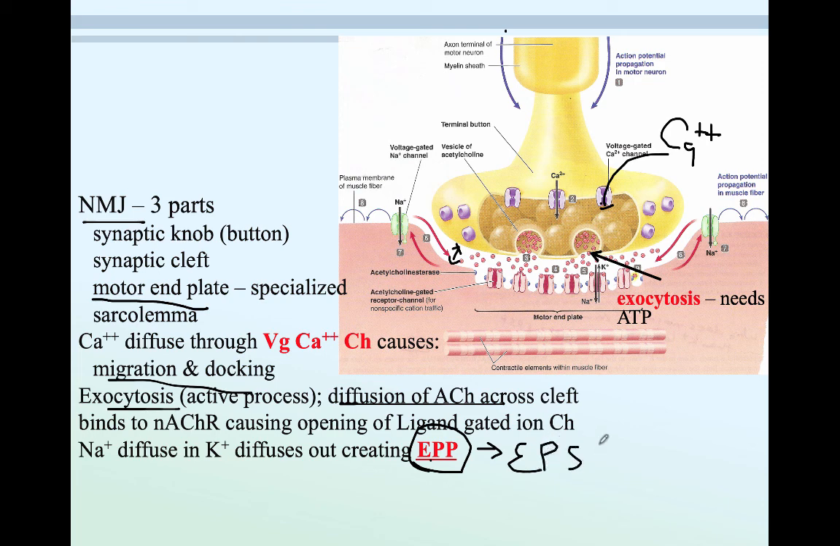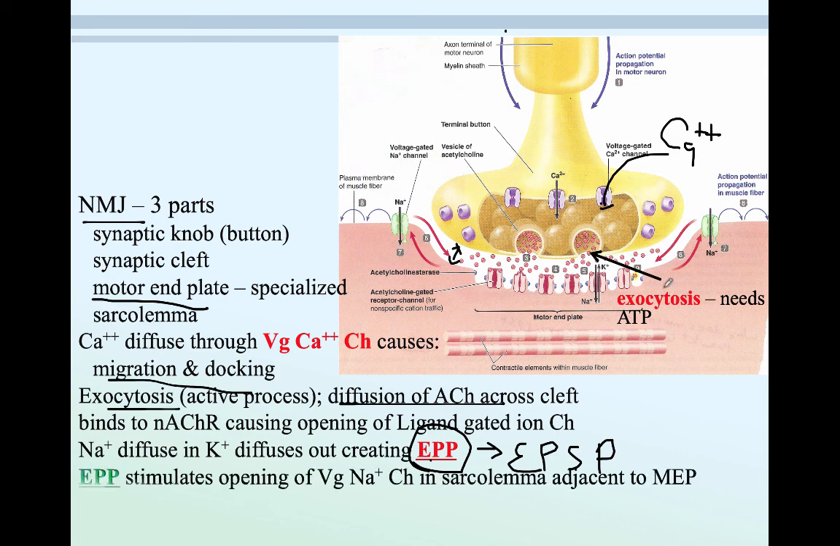And so an end plate potential is just simply a specialized excitatory postsynaptic potential, post on the other side of the synapse. That's what it is. Well, then the EPP is going to move along the sarcolemma, and it's going to reach these voltage-gated sodium channels, and it's going to stimulate them to open up. Okay, they're in the membrane of the sarcolemma adjacent to the motor end plate.